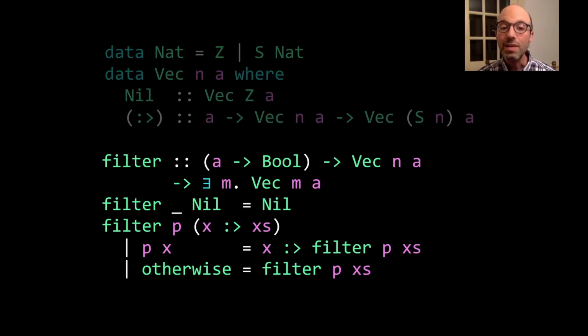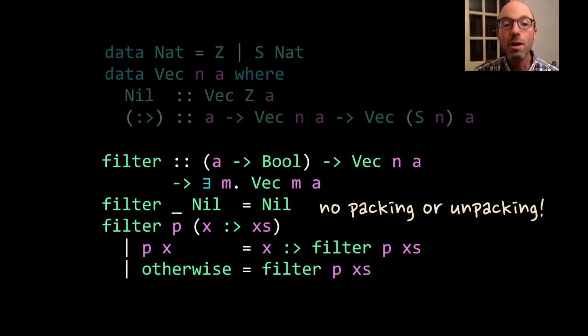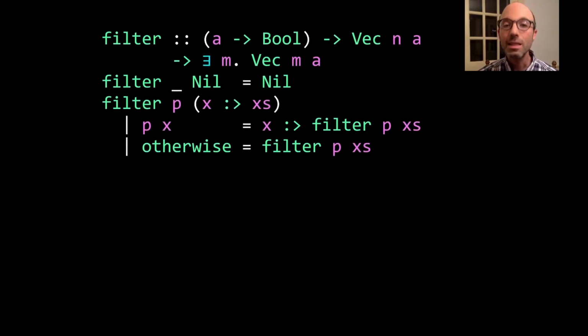What we see in the implementation is that there is no packing or unpacking, despite the fact that this filter returns an existential. The first line just returns nil. I don't do any fancy footwork there. And then the recursive call to filter, again, I don't have to use any fancy footwork. The approach that we describe in our paper accepts this definition. Let's look at it a little bit more closely.